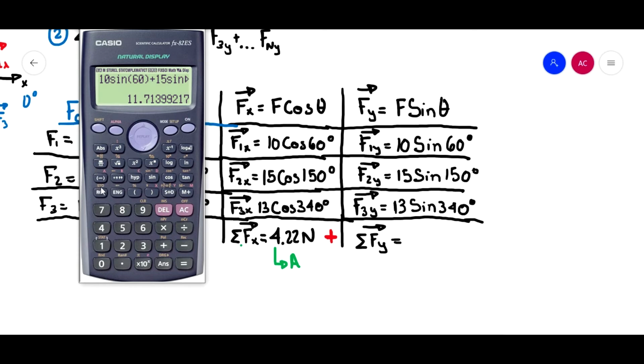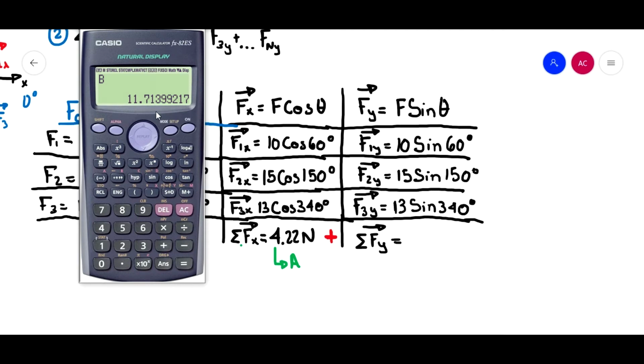Shift, STO, and I'm going to press B. Now I got the answer saved into B. Well, let's just see if I did all the procedure correctly. Okay, and the previous one, 10 cosine 60, 15 cosine of 150, and 13 cosine 340. Okay, so in order to see the answer, I press alpha B equals, and that's the answer.